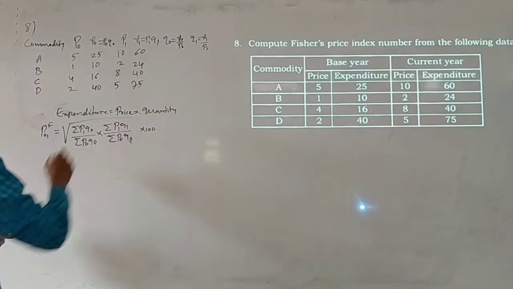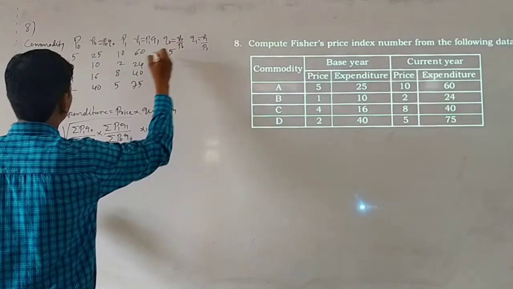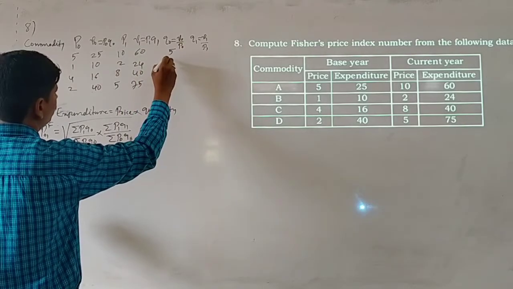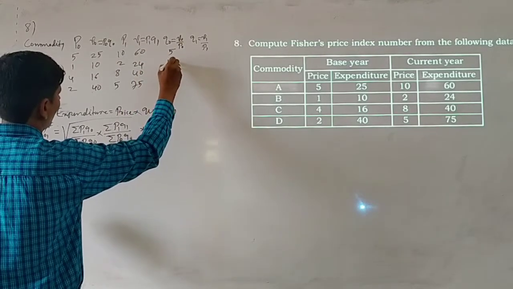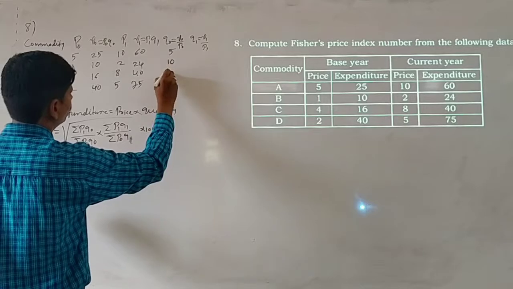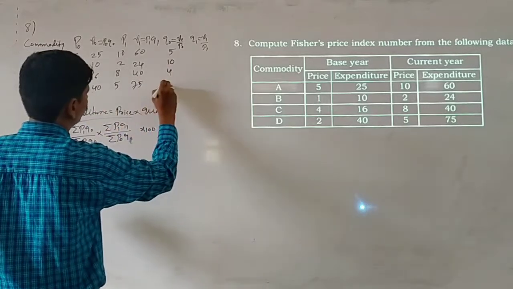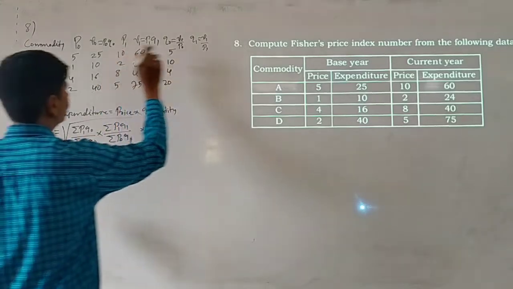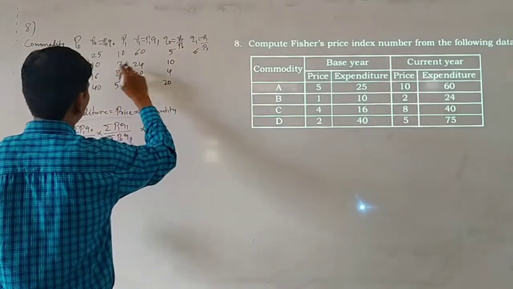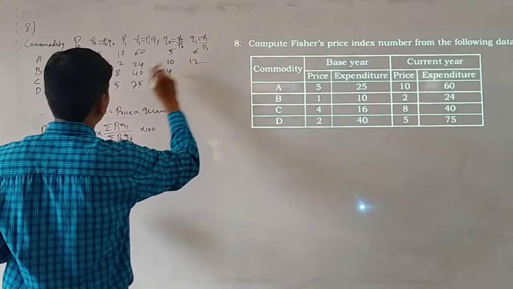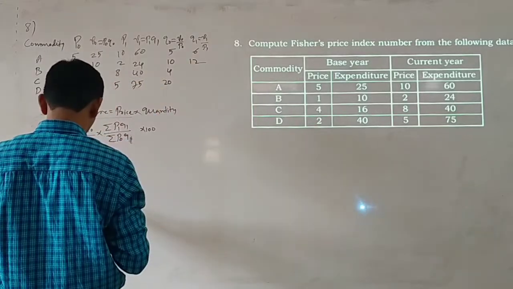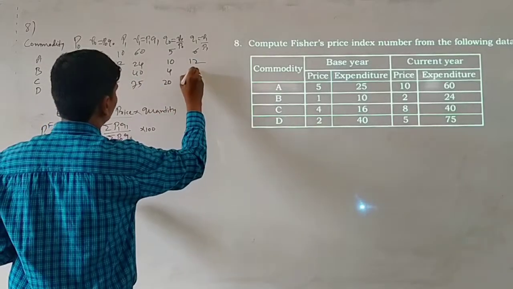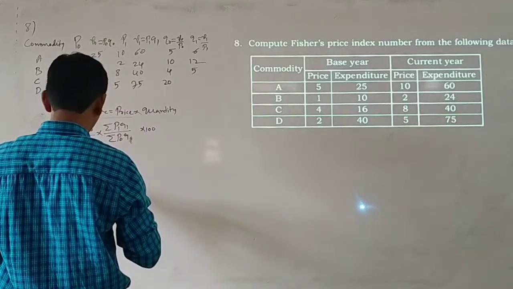25 divided by 5 is 5. 10 divided by 1 is 10. 16 divided by 4 is 4. 40 divided by 2 is 20. The next Q1 equal to P1 Q1 by P1. 60 divided by 10 is 6. 24 divided by 2 is 12. 40 divided by 8 is 5. 75 divided by 5 is 15.